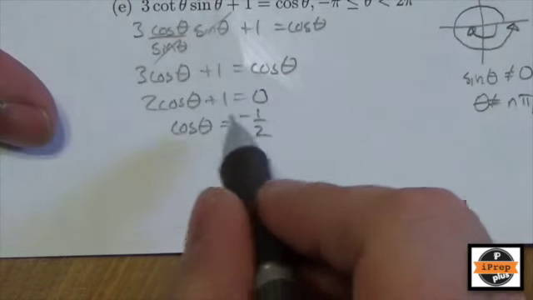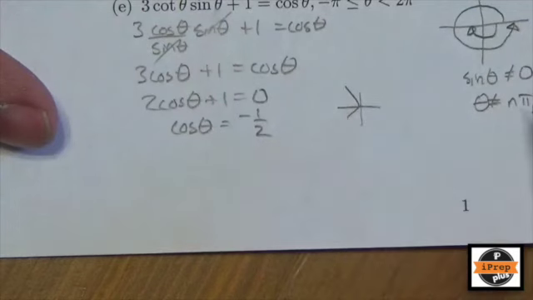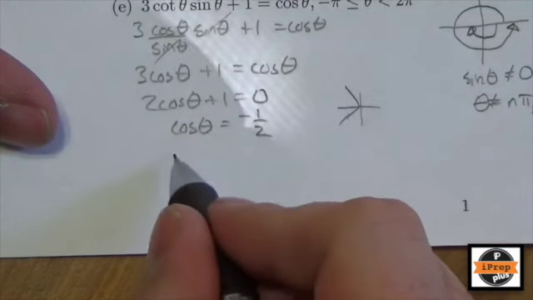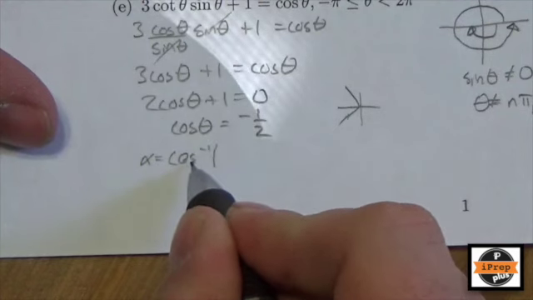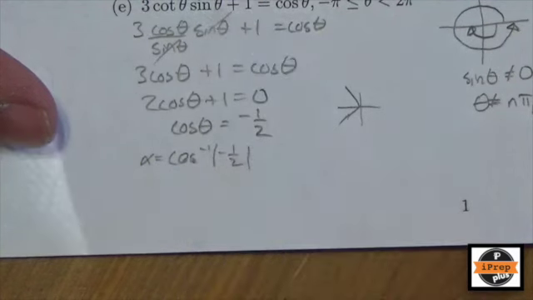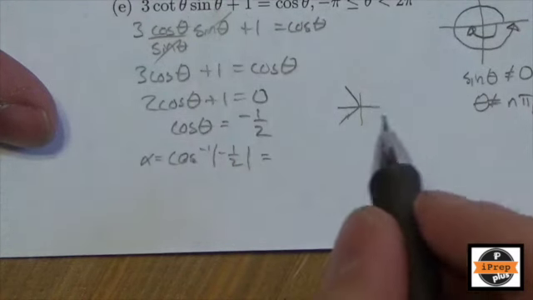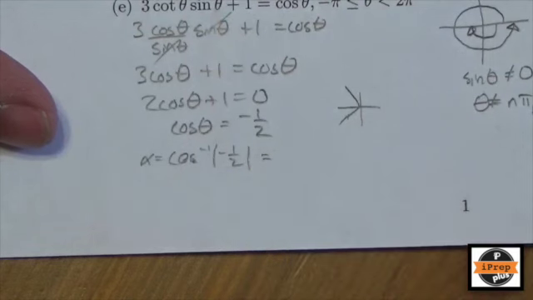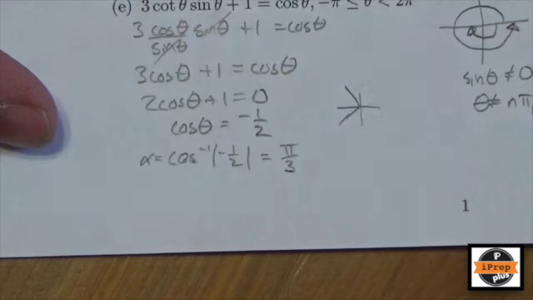Okay, so what does this tell us? Well, cosine is negative in quadrants 2 and 3. So now we have to figure out what the reference angle is. That'll be the inverse cosine of the absolute value of negative 1/2. And that is going to occur, just think about your unit circle, your special triangles, at pi over 3.